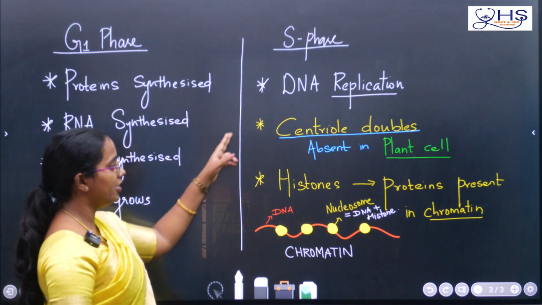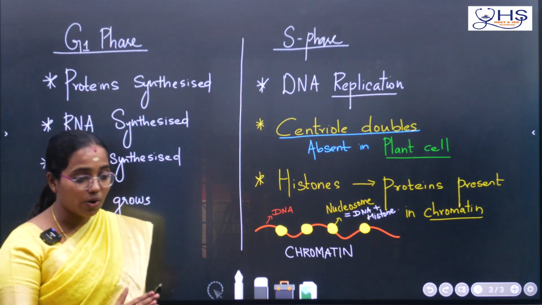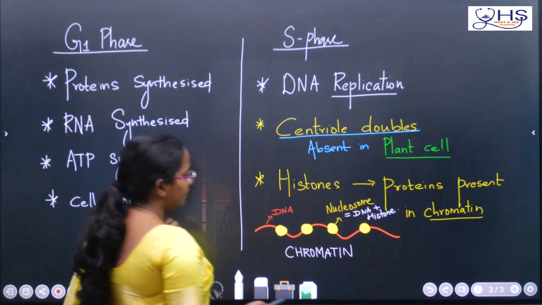So the point to be noted here is only the centriole. This will not be there in plant cell. It is present only in animal cell. Okay.